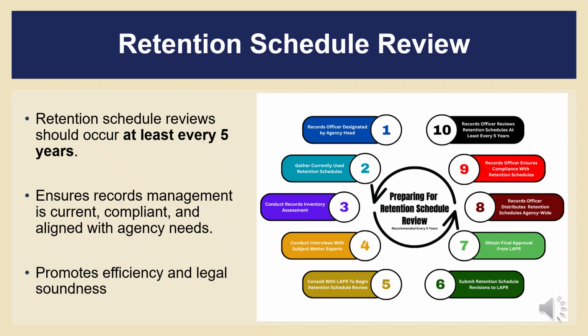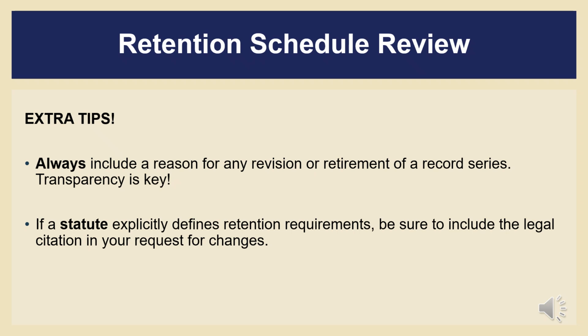10. Commit to periodic review. Remember, this isn't a one-time task. Agencies should revisit and update their schedule at least every 5 years to stay compliant and efficient. Here are some extra tips when submitting a retention schedule change template. Always include a reason for any revision or retirement of a record series. This keeps everything transparent. If a statute explicitly defines retention requirements, be sure to include the legal citation in your request for changes.